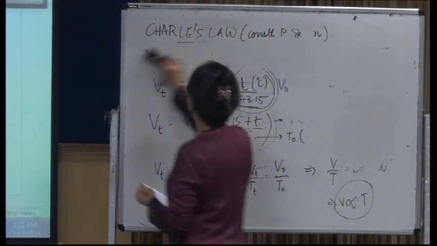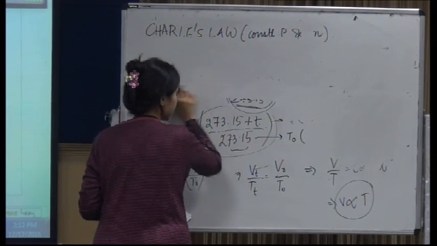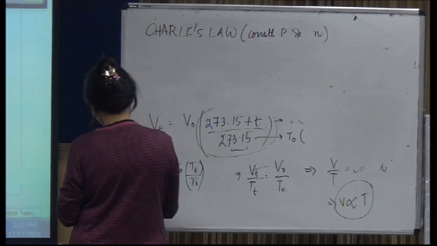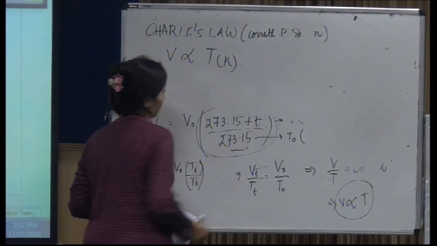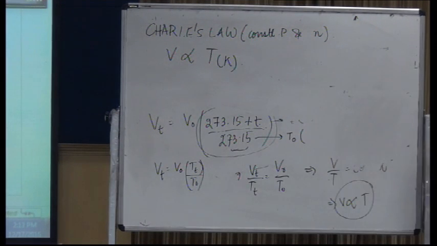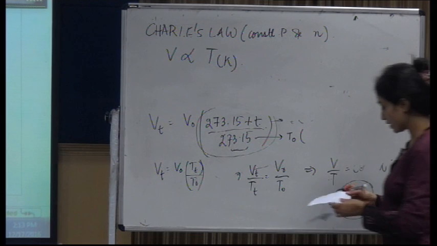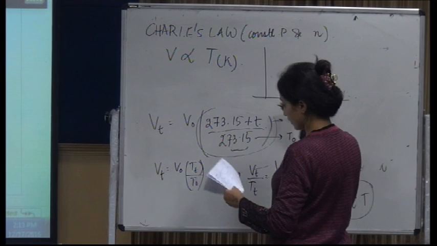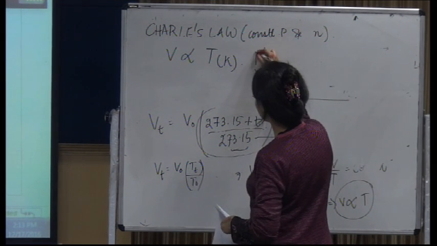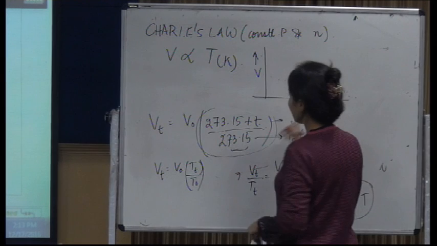So Charles' law was now reduced down to a simple law that stated that your volume is directly proportional to the temperature in Kelvin. This is what you remember by and large, right? That at a constant pressure and for a fixed amount of gas, your volume is directly proportional to temperature in Kelvin. So if you are plotting a graph between, say, volume and temperature, now what will that be?